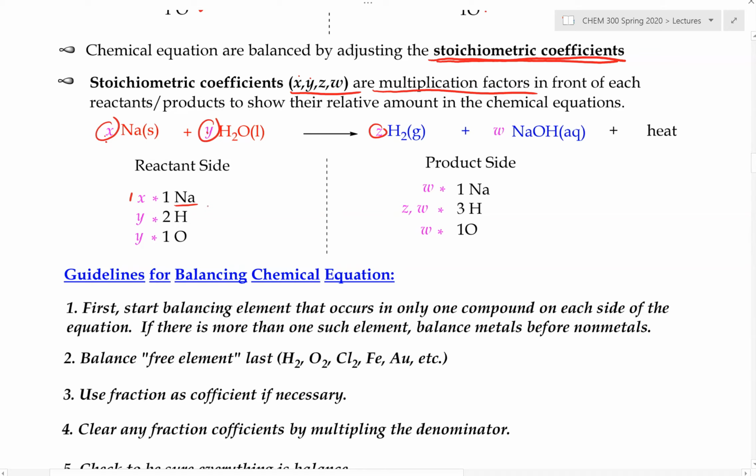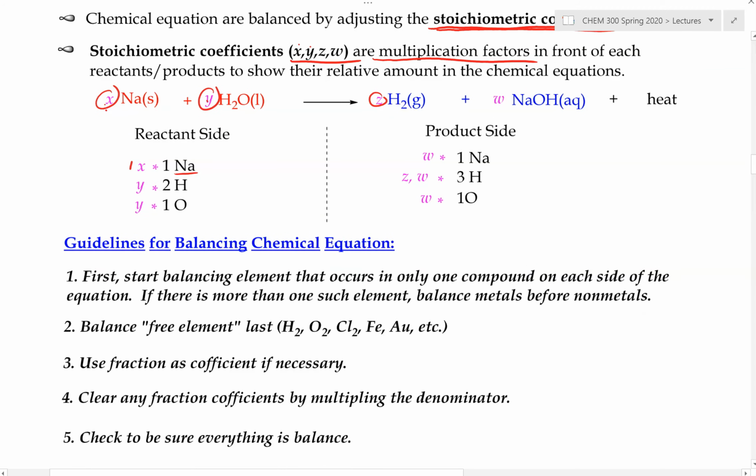And if we were to now add y in front of water, depending on what y is, if y equals 1, then that does not change the amount of hydrogen and oxygen that we have in here. But if y is equal to 2, we will now have 4 hydrogen and 2 oxygen. Does that make sense? So that's how they go, and similarly for the product side.